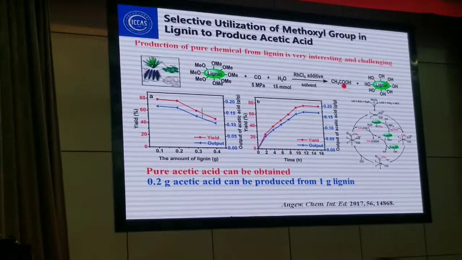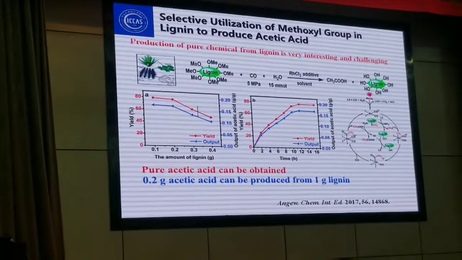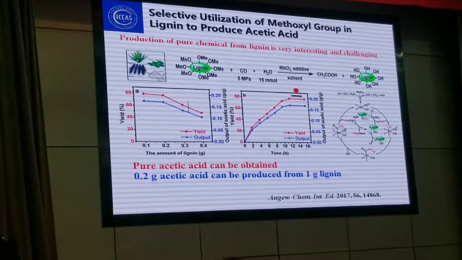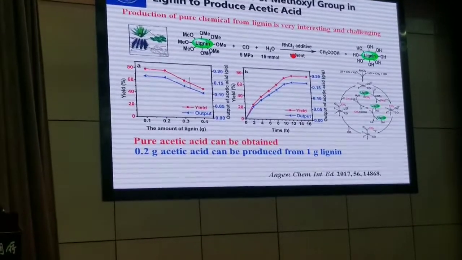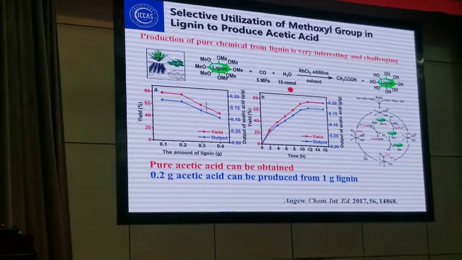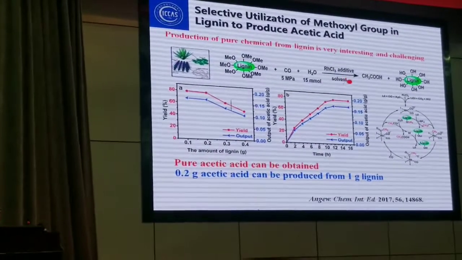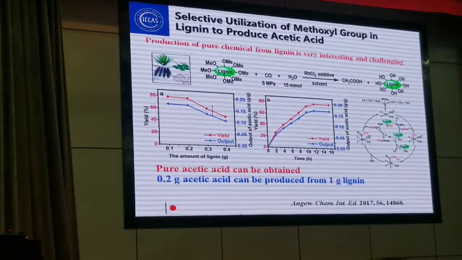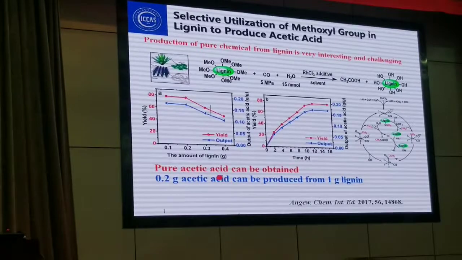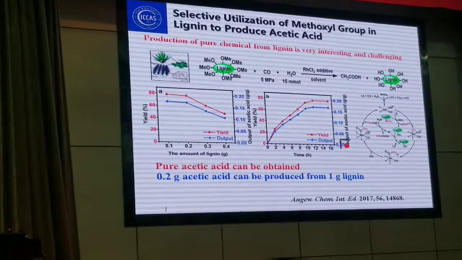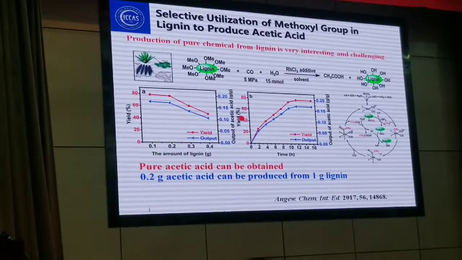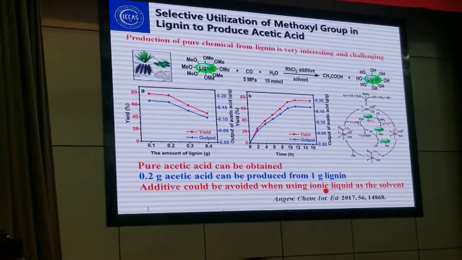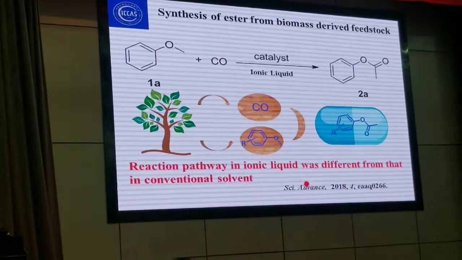Only acetic acid is obtained. And here the lignin is changed into modified lignin, which is more useful than lignin. You see here, I would like to emphasize that if we use conventional organic solvent, we have to add some additives. But if we use ionic liquid as the solvent, then we don't need any additive. That means the special properties of ionic liquid, the special solvent effect, is very favorable for this important reaction. So we can avoid using additives if we use ionic liquid.